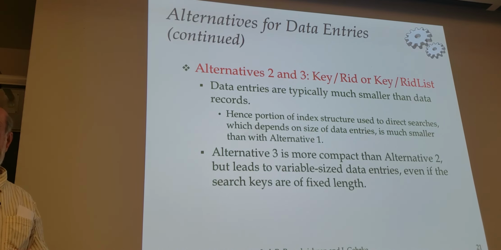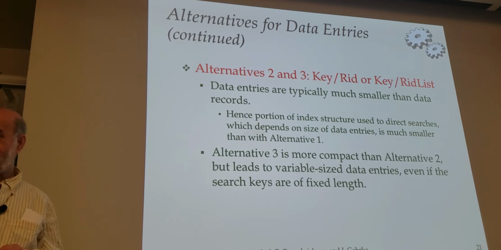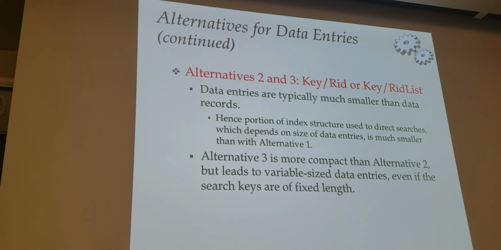So alternative 2 has the advantage that it's fixed format, easier to manage, but it has the disadvantage that you have to deal with repeating the search key like California many different times, possibly in a compressed form. The other thing about having to store an RID list is you have to have some way of figuring out how many things are on the list and where the list ends and all the rest of that stuff. Okay. So that's what's going on.